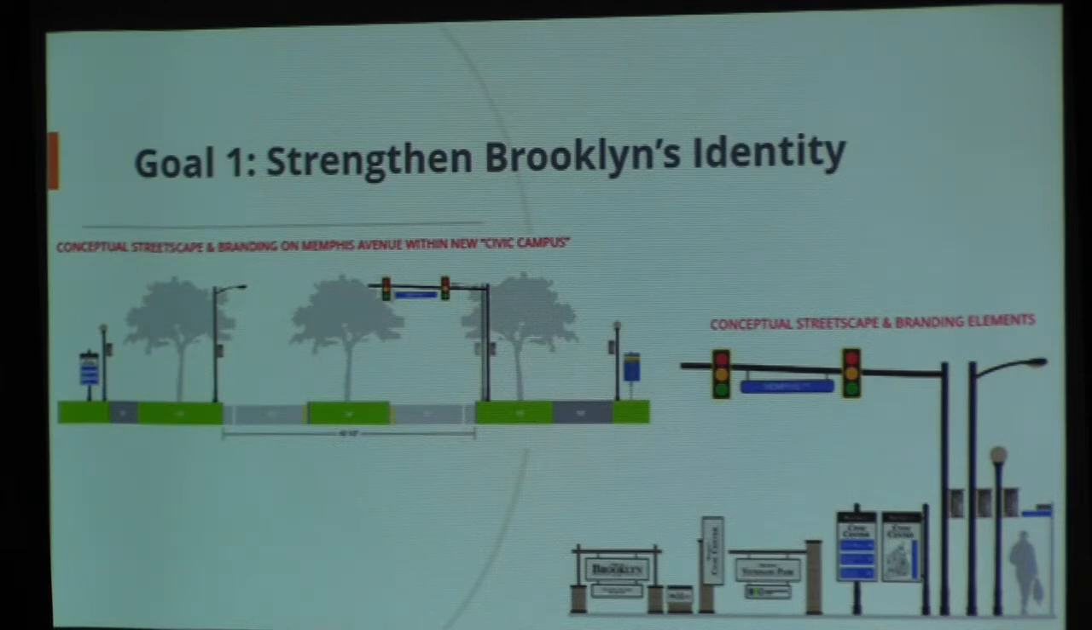So we developed some conceptual streetscapes. This one on the top left is Memphis Avenue, adding banners, decorative poles, wayfinding signage, and potential for a decorative median. But also at the bottom right you'll see some potential for new signage, whether it's gateway signage or signage to the civic campus, City Hall, or just wayfinding on a trail or on a sidewalk to a major place. So just trying to show how that can be implemented in the city.